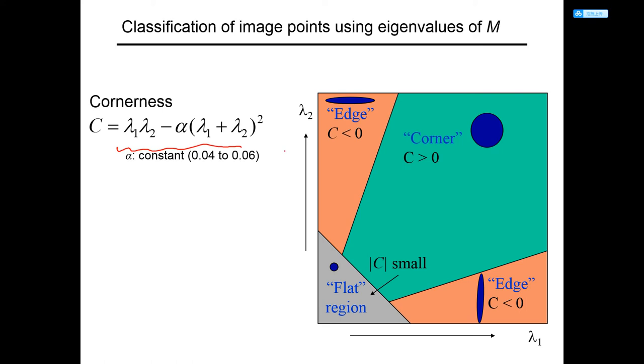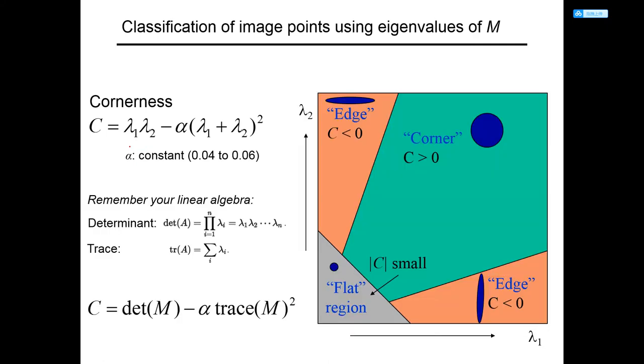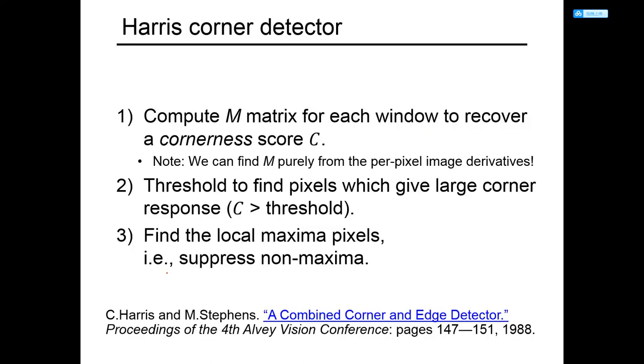When this is big, then it will be more or less in this region here. We make it this way because for lambda 1 and lambda 2, the product and the sum are easy: the product is the determinant of the matrix M, and the sum is the trace of the matrix M. So I can also write it as this one here.